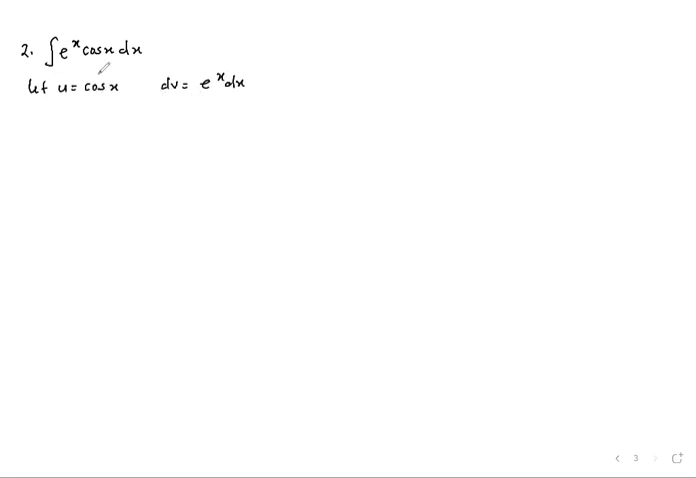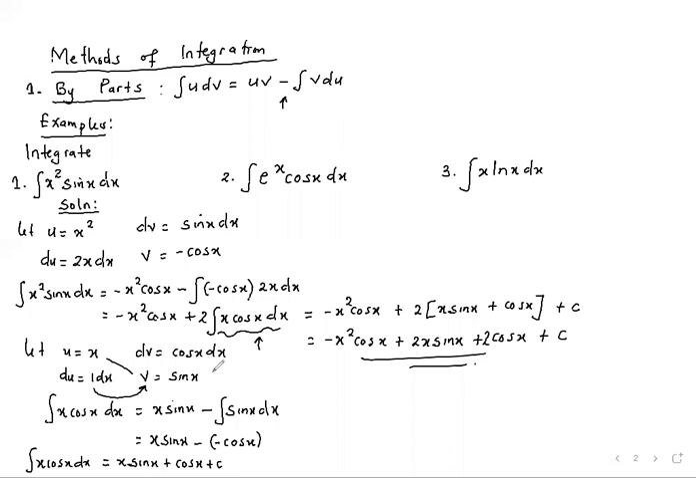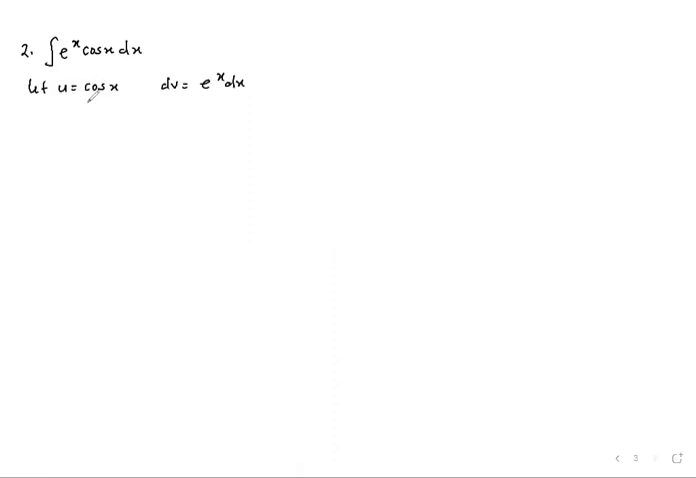This is because I observe that in most papers that we mark, the students who take cos x to be dv make mistakes when it comes to signs. These negatives here. When I integrate sine, I need negative cos. When I integrate cos, it just comes out as sine. So I feel most students find it easier differentiating cos and remembering that its derivative is negative sine, than remembering that the integral of sine is negative cos. So for that reason, we make u to be cos so that when we differentiate, we are getting negative sin x dx. When we integrate dv, this one remains e^x.